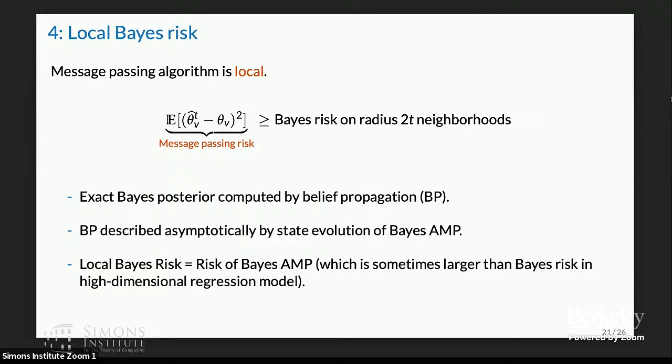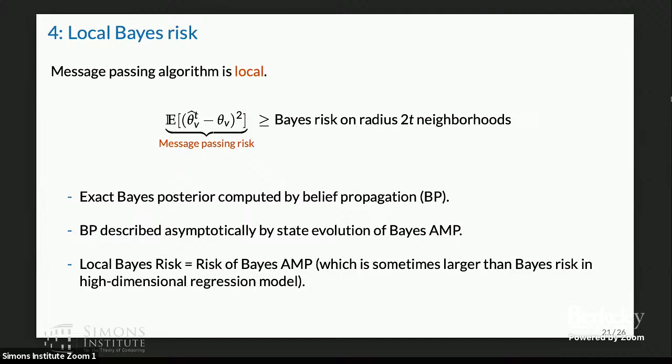Okay, so in particular, what you get is that the Bayes risk is equal to the risk of Bayes AMP. Said equivalently, Bayes AMP is a simpler way of running an algorithm that achieves the Bayes risk on the computation tree. Great. So the local Bayes risk is the risk of Bayes AMP.